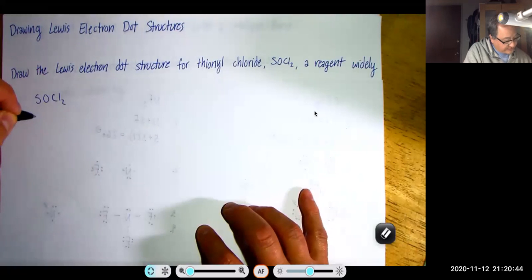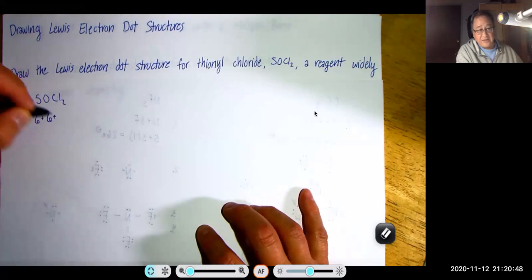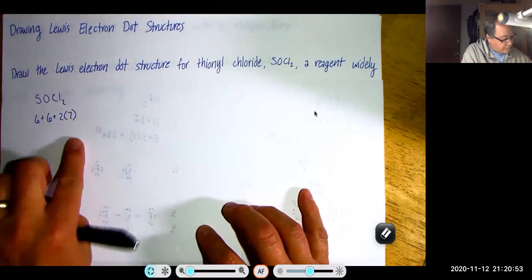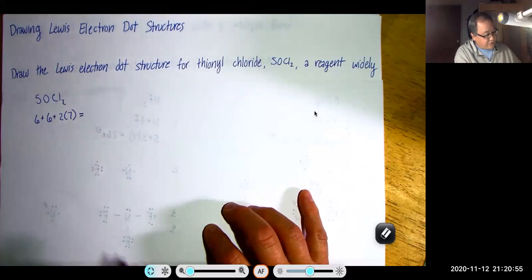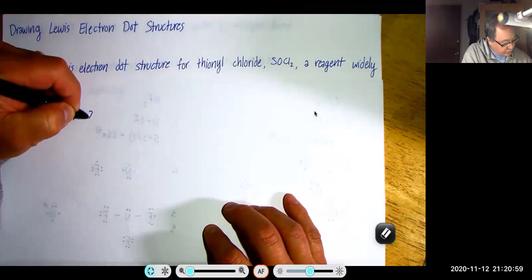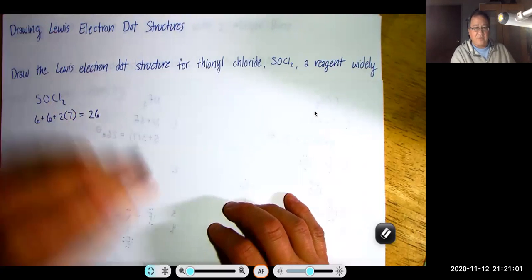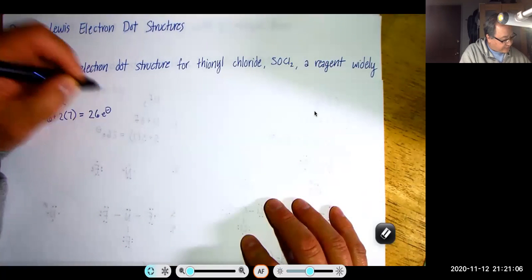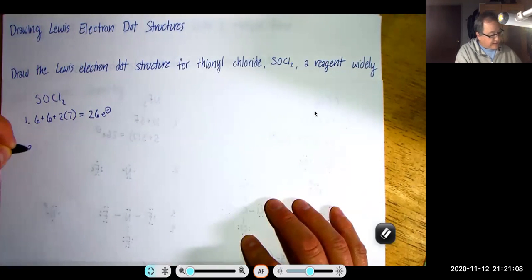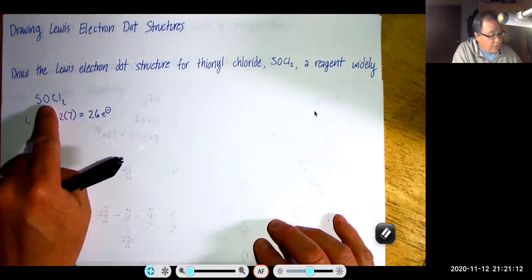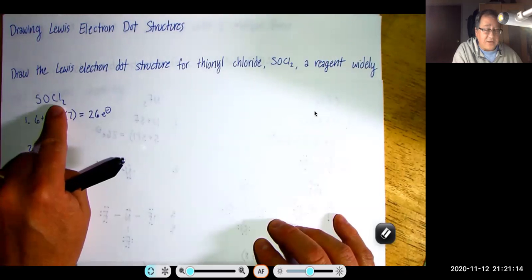So sulfur has 6 valence electrons. Oxygen has 6 valence electrons. Chlorine has 7, but there's 2 of them. So when we add those up together, we get 12 plus 14, which comes out to 26, right? 12 plus 14. So we have 26 electrons. So that's the first thing. Second thing, oxygen makes 2 bonds normally. Chlorine makes 1 bond normally, and sulfur makes 2 bonds normally.